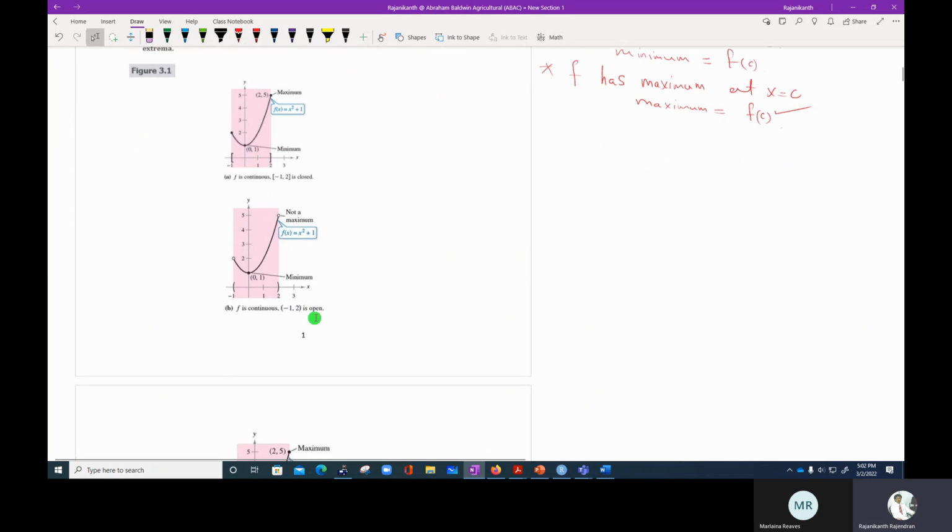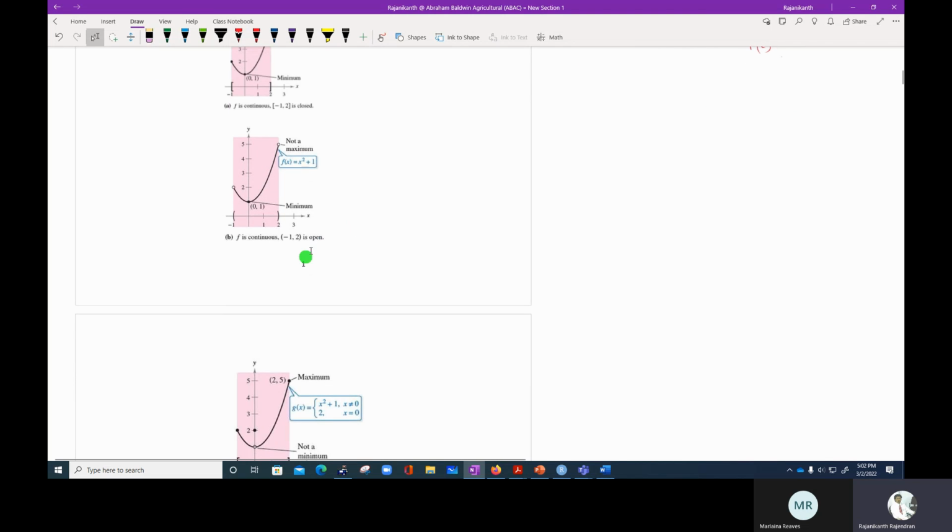Look at these two pictures. First, you are given a function. You see the function domain is the closed interval from -1 to 2. It is very clear that the function has a minimum value here. The minimum value is the y value 1, but the minimum occurs at the point x is 0. The function attains its maximum here. The maximum value of the function is 5, but it occurs when x is 2. So this function has both a maximum and a minimum.